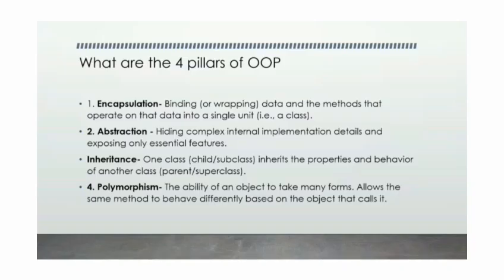Next one is inheritance. In inheritance, there are two classes: superclass and subclass. Superclass is also called a parent class, and subclass is also called a child class. When a subclass acquires the properties of a superclass, it is called inheritance. Inheritance is also called an is-a relationship. Types of inheritance: single inheritance, multi-level inheritance, multiple inheritance, and hybrid inheritance.